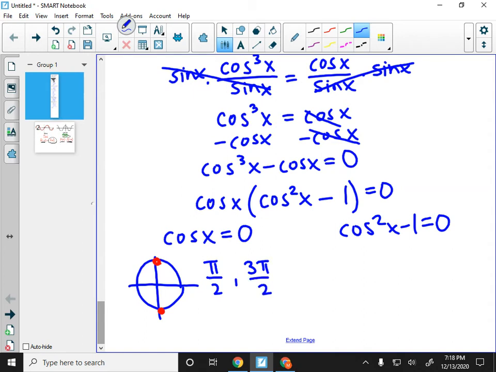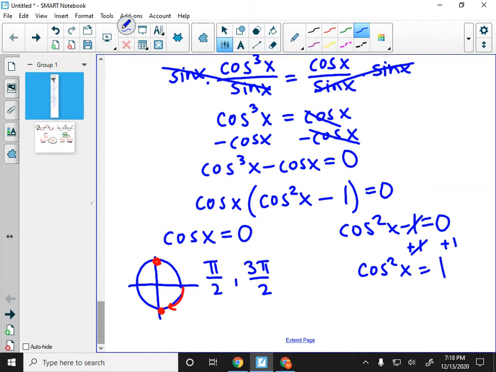Now, I don't want to go down to those, because the original interval they gave me was from 0 to 2 pi, so they're telling us to just find your positive one. And then this one over here, I want to try and get the cosine by itself, so I'm going to add 1 to both sides. That would give me cosine squared equals 1.